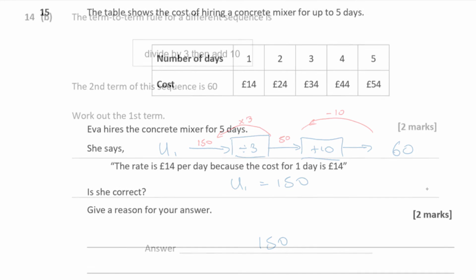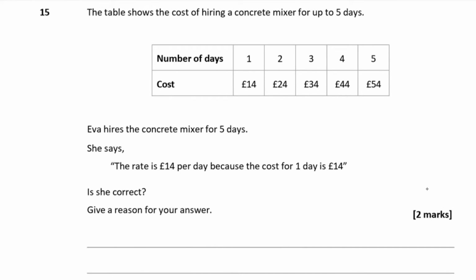Question 15. The table shows the cost of hiring a concrete mixer for up to 5 days. You've got number of days in the table and the cost: 14, 24, 34, 44, 54. Eva hires the concrete mixer for 5 days. She says the rate is £14 per day because the cost for 1 day is £14. Is she correct? Give a reason for your answer.